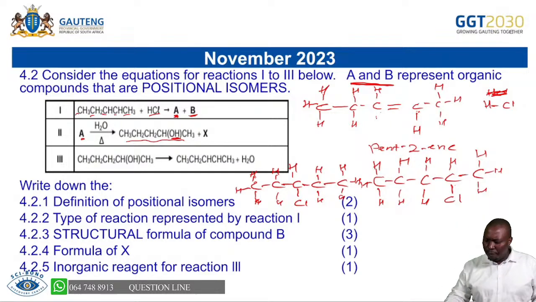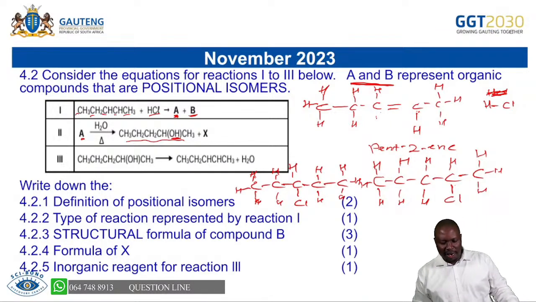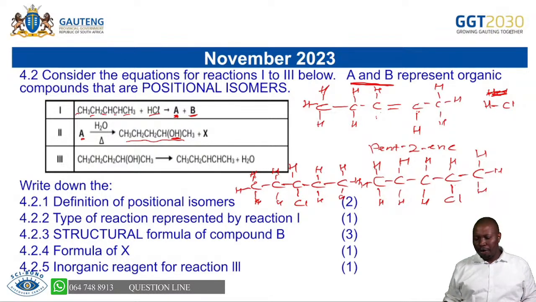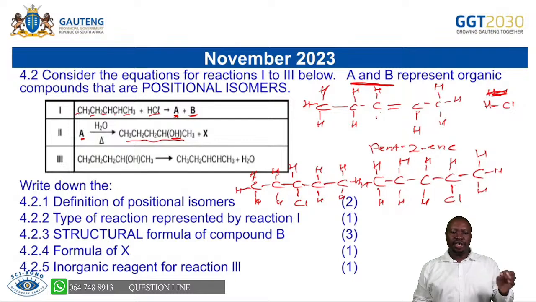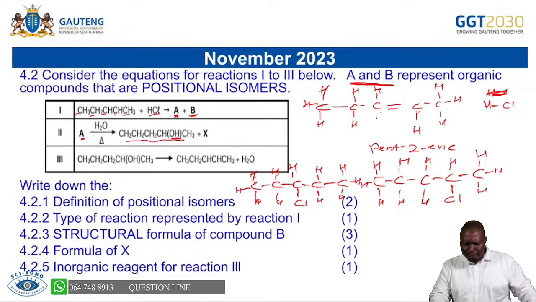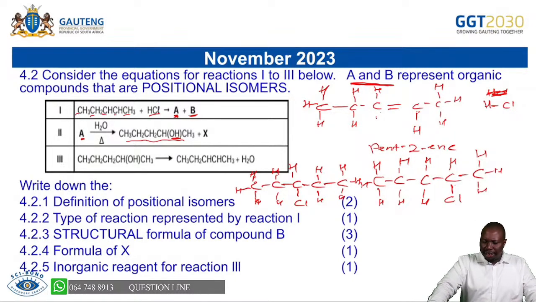Now, structural formula of compound B. So they are saying draw the structural formula of compound B, and we said compound B is when the chloro is in carbon number 3. Hence, you will draw the second structure there, which is 3-chloropentane. And you are drawing that structure for 3 marks.